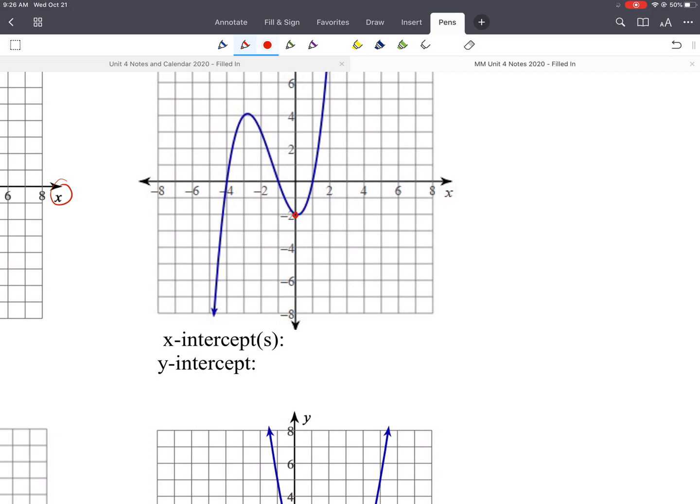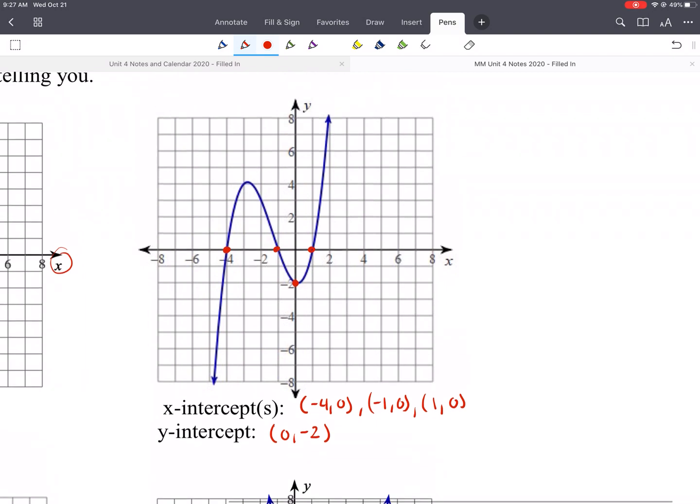So the y-intercept crosses the y-axis here at (0, -2). And the x-intercepts, well, we have 3 of them. One is here, another here, and another here. So I'll write down all 3 of them. This first point on the left, the x value is -4, and the y value is 0. And then we have (-1, 0). And then we have (1, 0). So we have 3.